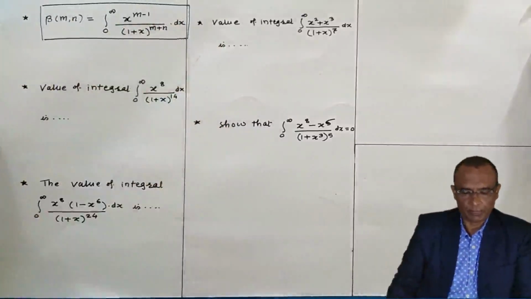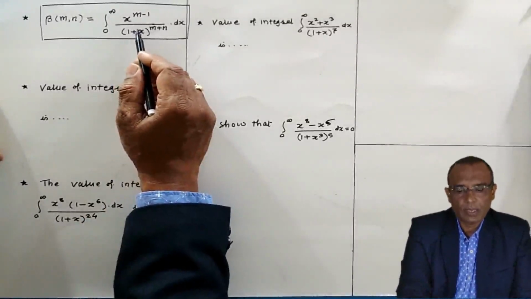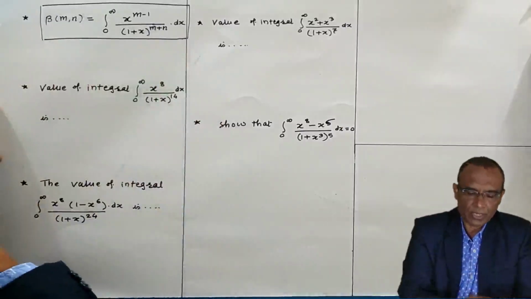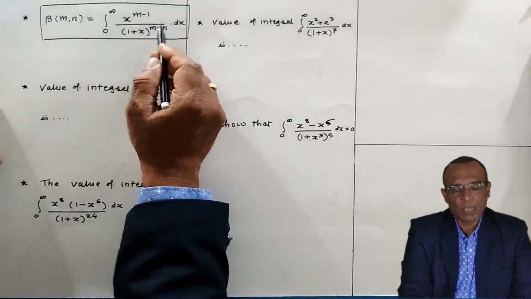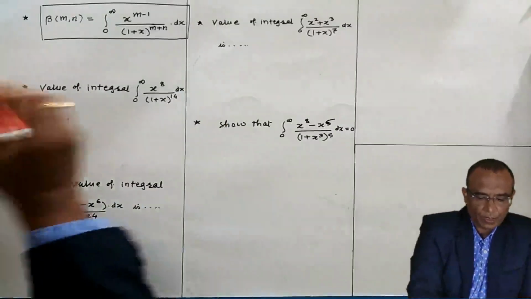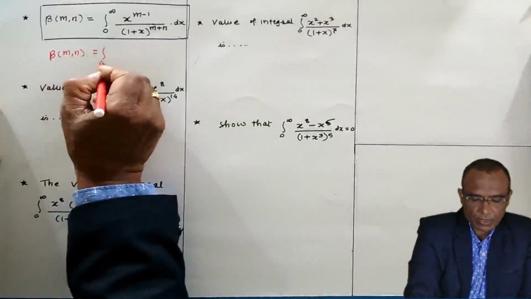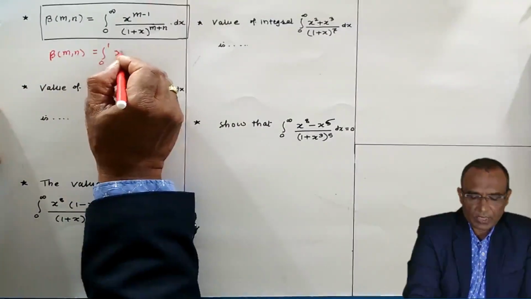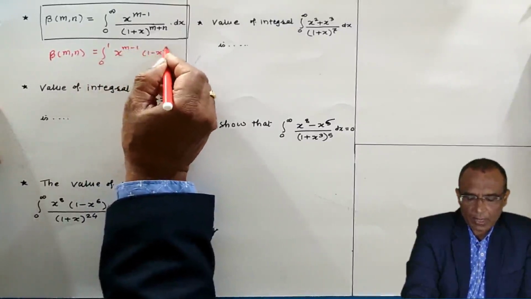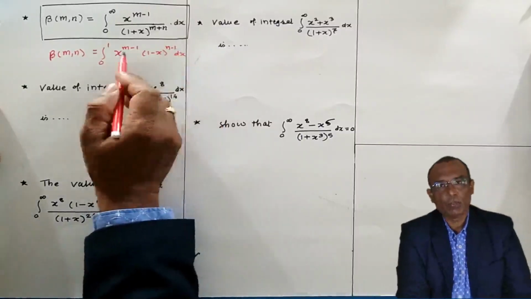This formula you have to remember, or this formula can be derived by substituting x equal to t by 1 plus t in the definition of beta function and getting the right hand side. But I would recommend you to use this one. But what is the difference between this and the definition of beta function? This is the definition. I am writing x here, you can write t also. m and n are interchangeable, means you can interchange the position of m and n.